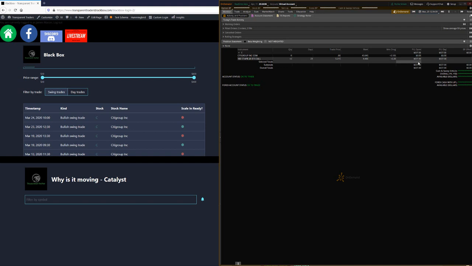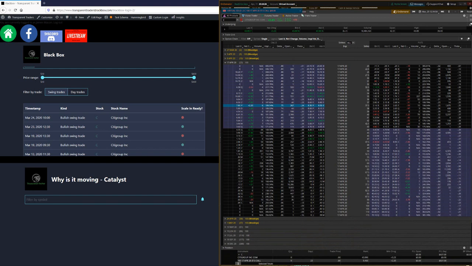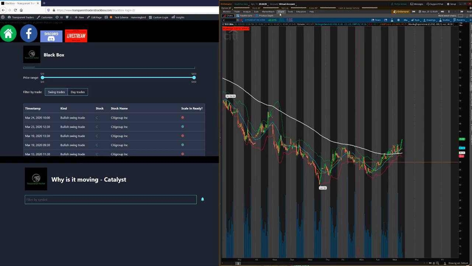In just those 4 hours, I skipped right there in time. On that same day, we're now 60%. I absolutely would lock this in. So I'm gonna go ahead and just sell these contracts. Locked in 60% profit for that swing trade. And this is exactly how I use the swing trade alerts on the TT Blackbox.